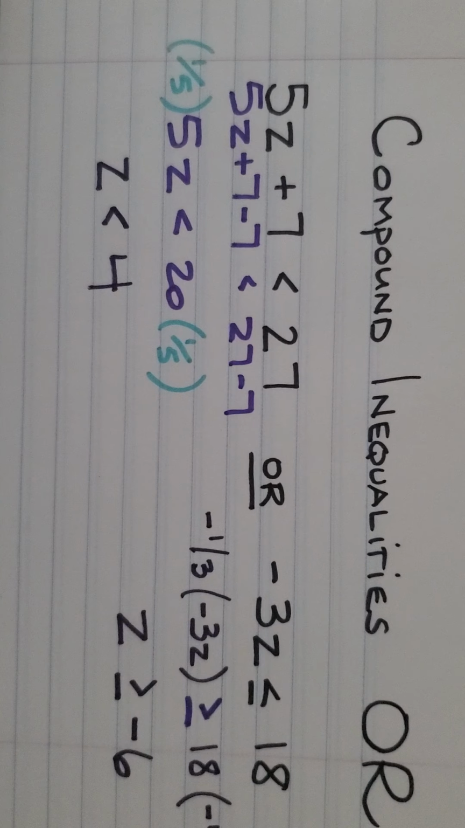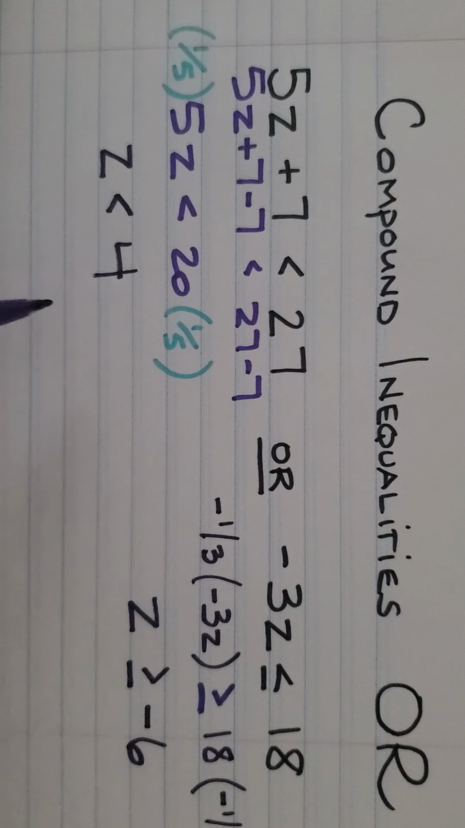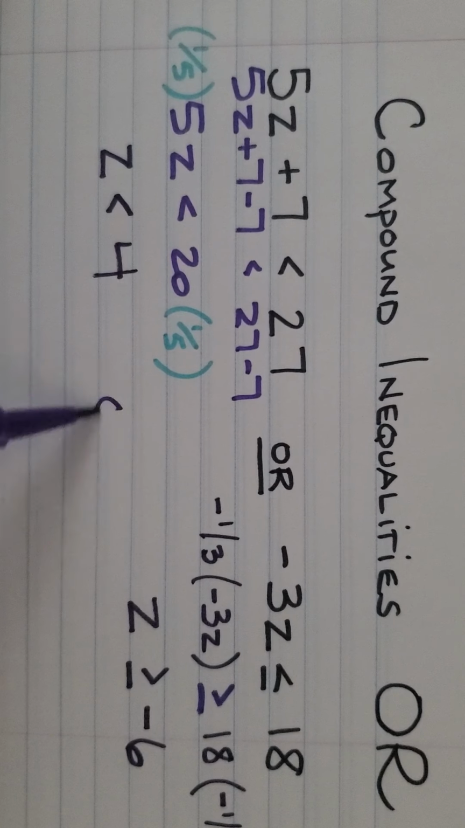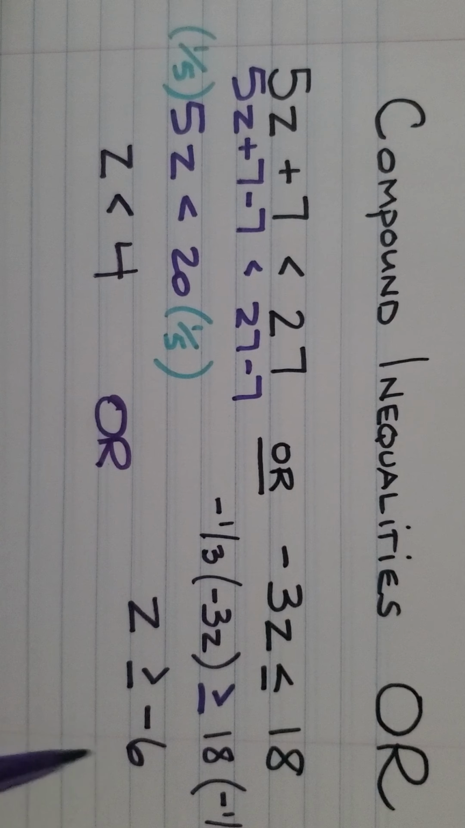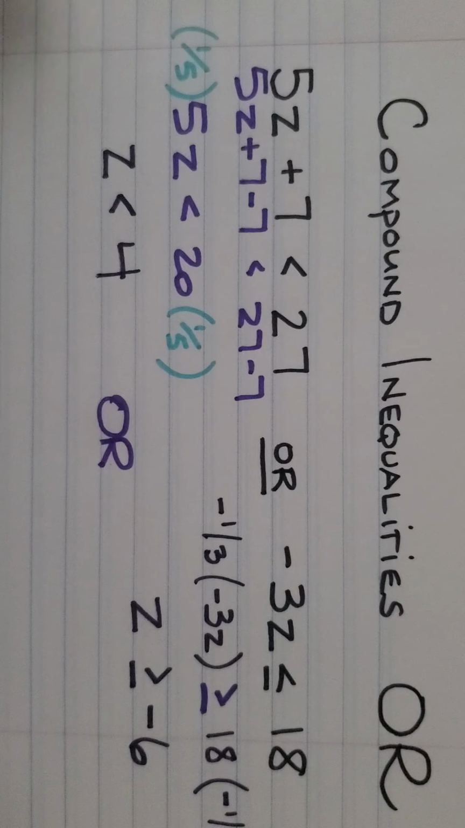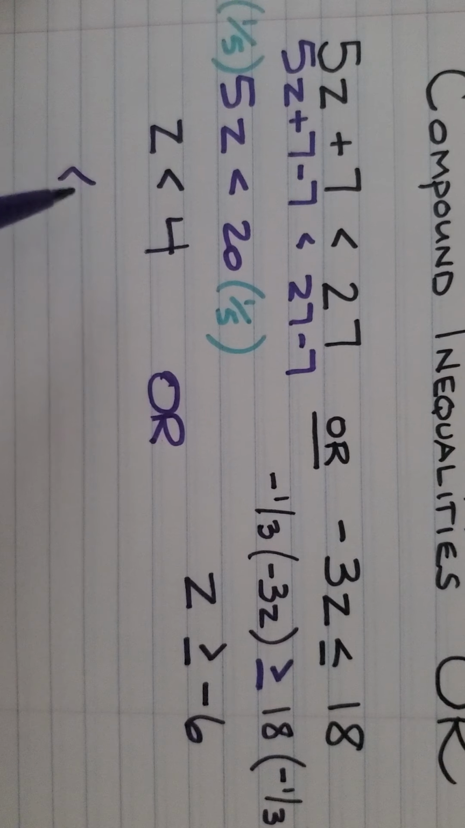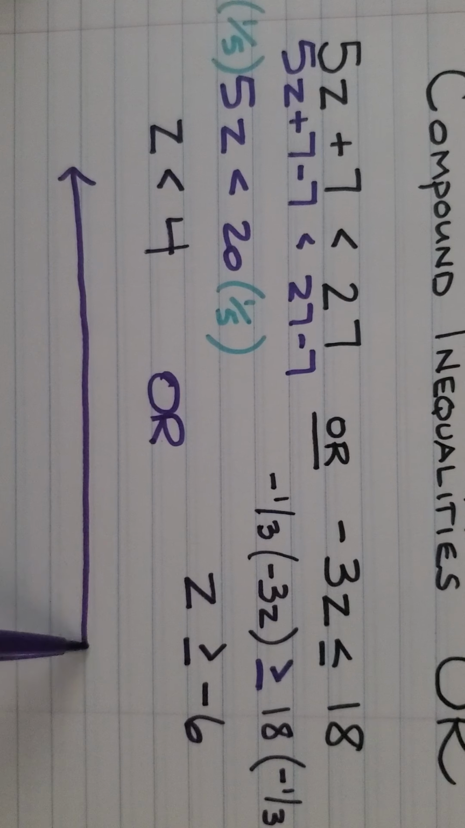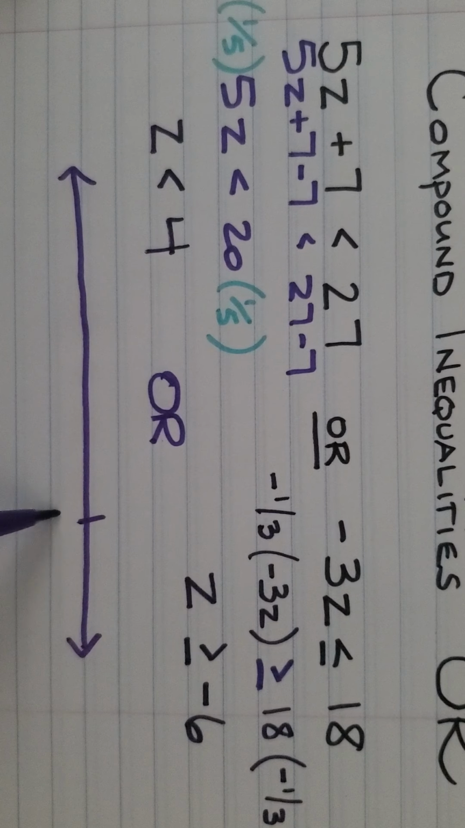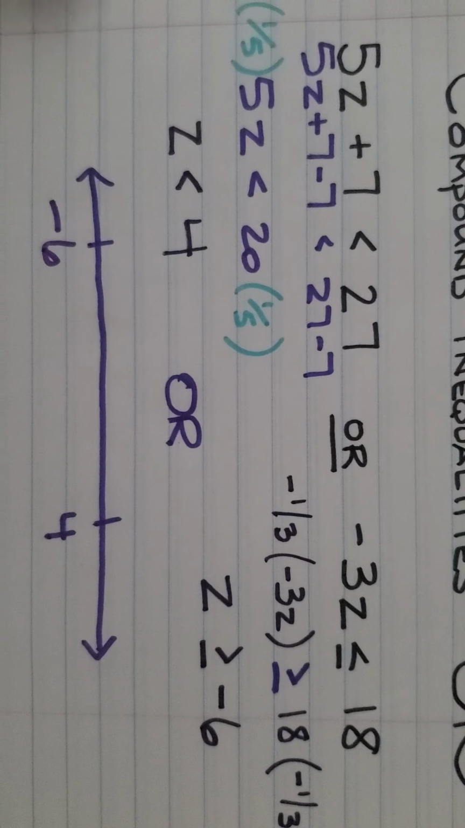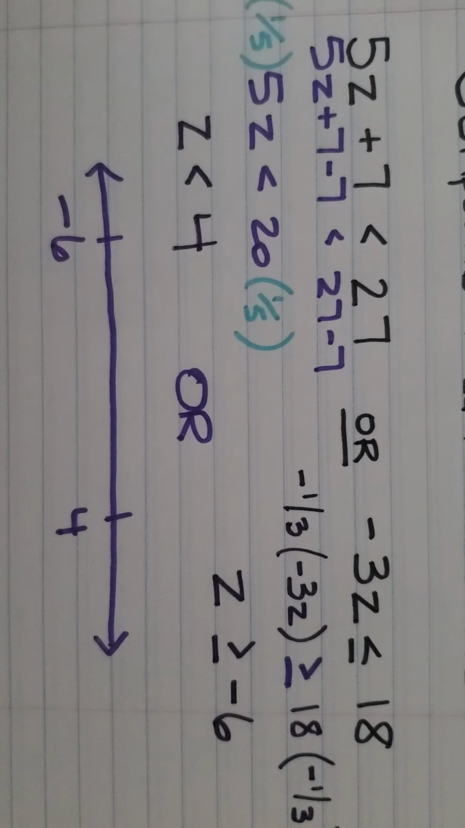And basically what this compound inequality is stating is it's saying that z can be any number that is less than 4, or it can be any number that's greater than or equal to -6. So I'm just going to quickly plot those boundary points. Let's say 4 is over here, and I know -6 is to the left of it. I'm not going to get too picky.